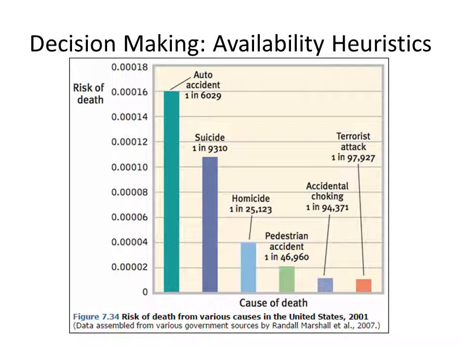1 in 94,000 could choke, and then a terrorist attack is 1 in 97,000 you'll die in a terrorist attack. So it's very limited as opposed to an auto accident. But this was asked in 2001, and what was available in most people's minds at this point in time was September 11th. So they thought what was available to make that decision was the terrorist attack.